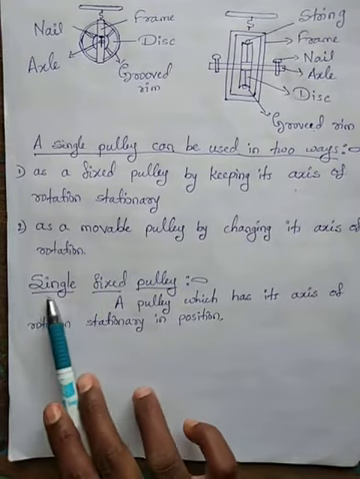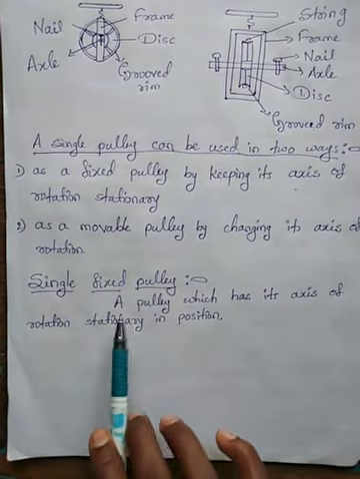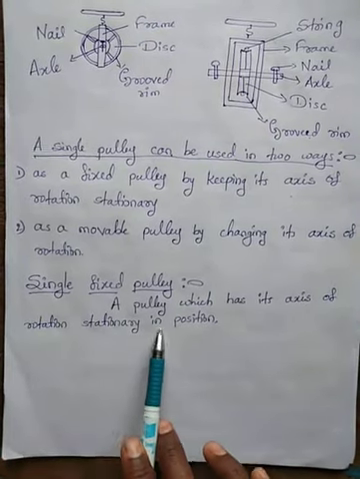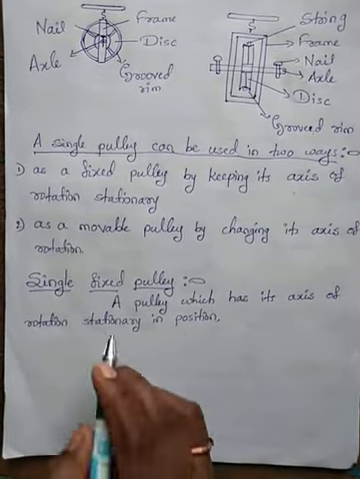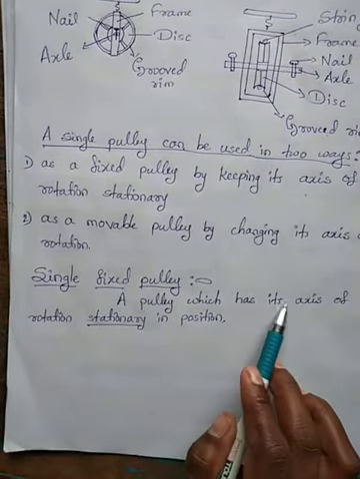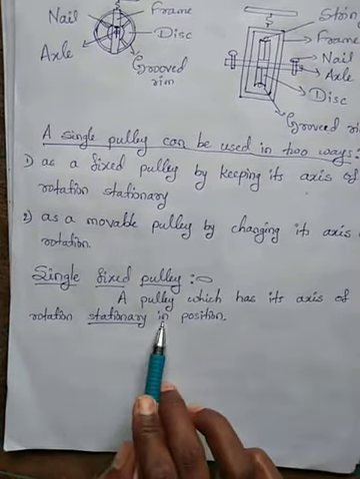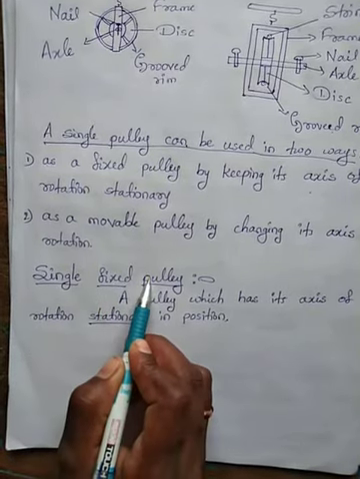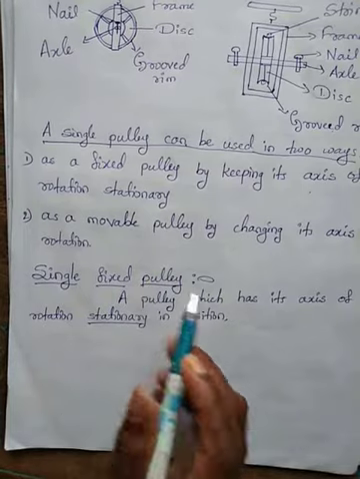So we'll discuss the single fixed pulley. A pulley which has its axis of rotation stationary in position. Stationary means at rest. A pulley which has its axis of rotation stationary in position is called a single fixed pulley.